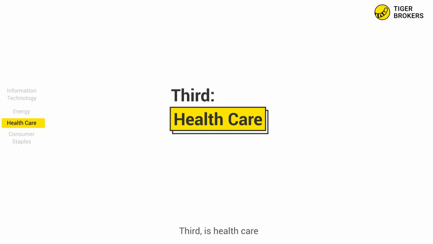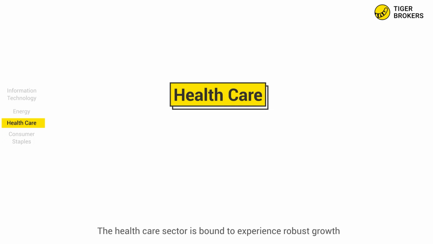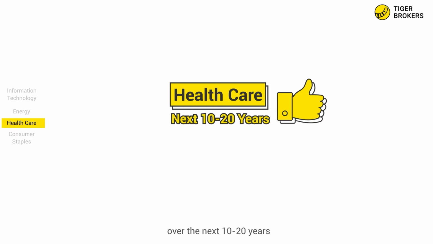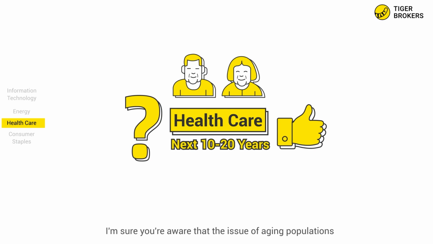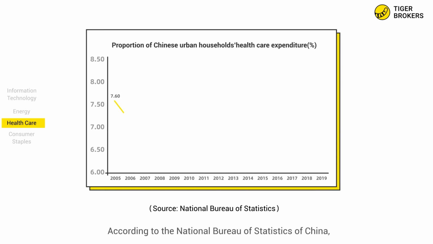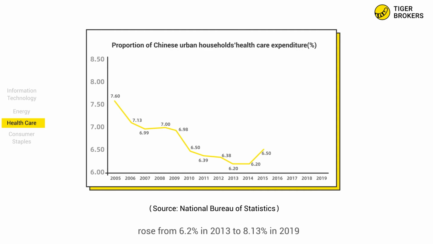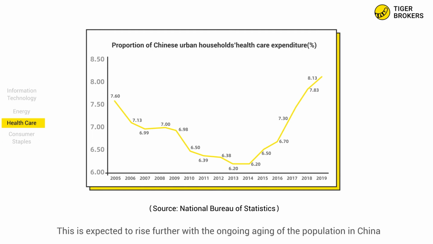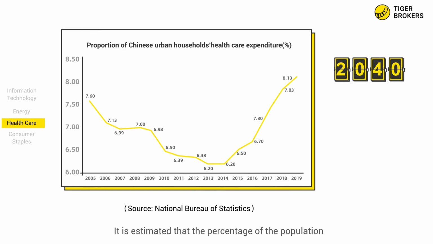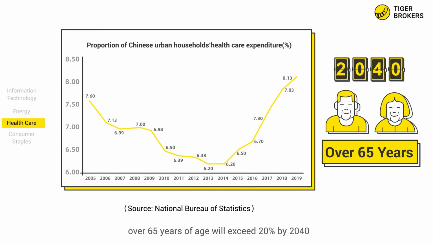Third is healthcare. The healthcare sector is bound to experience robust growth over the next 10 to 20 years. Why do I say that? I'm sure you are aware that the issue of aging population is a serious problem in the world. According to the National Bureau of Statistics of China, the cost of healthcare as a percentage of urban family disposable income in China rose from 6.2% in 2013 to 8.13% in 2019. This is expected to rise further with the ongoing aging of the population in China.